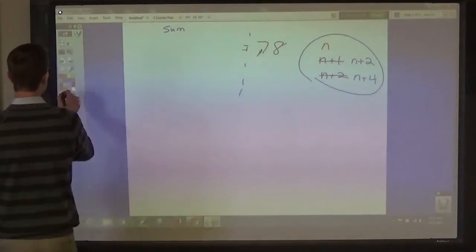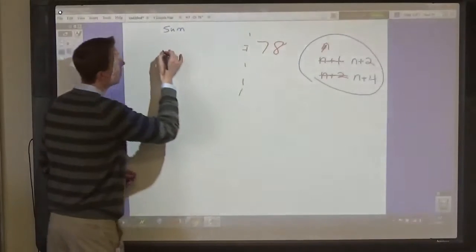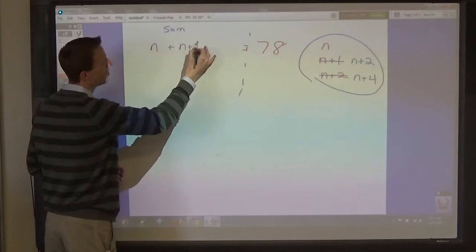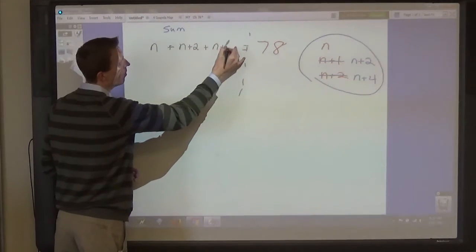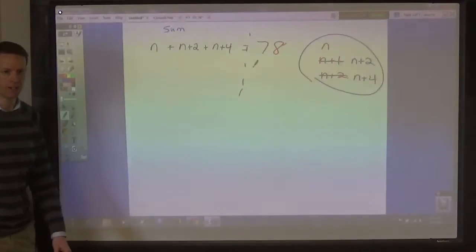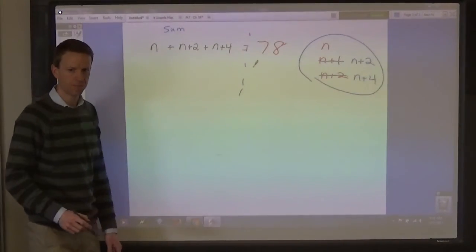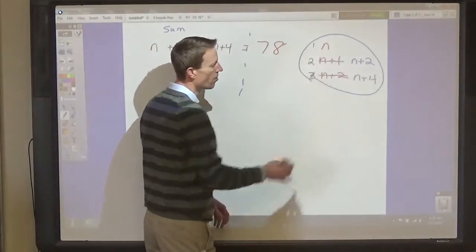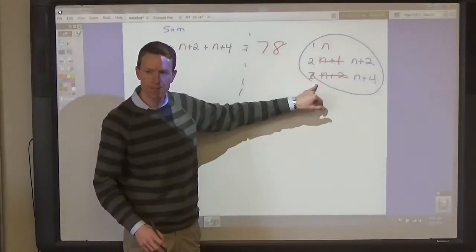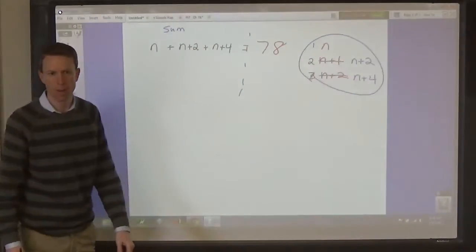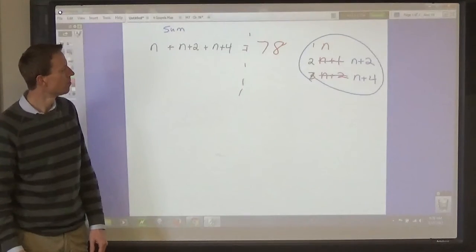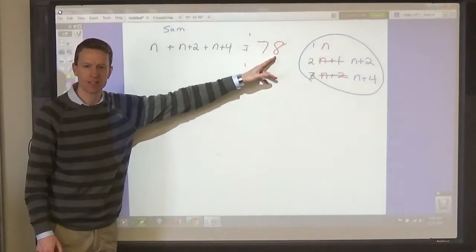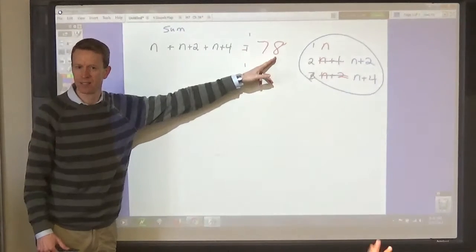So this is what your equation will look like then. The first number plus the second number plus the third number would equal 78. This is the first integer, this is the second integer, and this is the third integer. 3 consecutive even integers. Put them all together, they equal 78. Now, how do you simplify this?